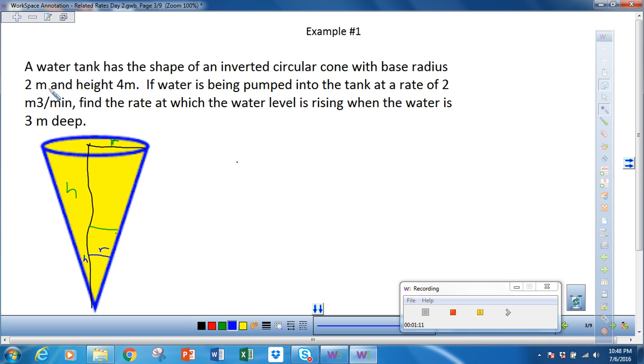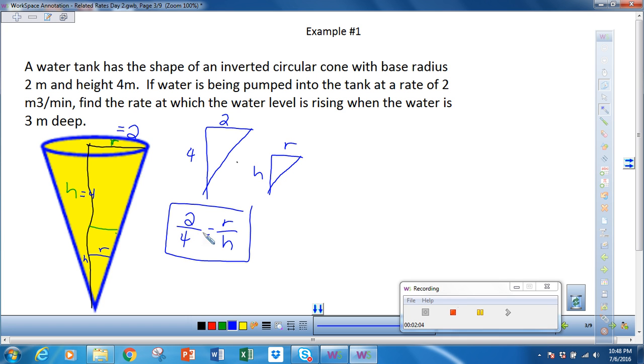What we do want to see is that this base radius is 2, and this base height is 4. Now, we can use similar triangles to compare the radius to the height at any given point. So this radius is 2, and this height is 4. The radius at any given point, let's call it r, and the height at any given point will be called h. From similar triangles, we can say 2 is to 4 as r is to h in this particular case. Hold this piece of information.